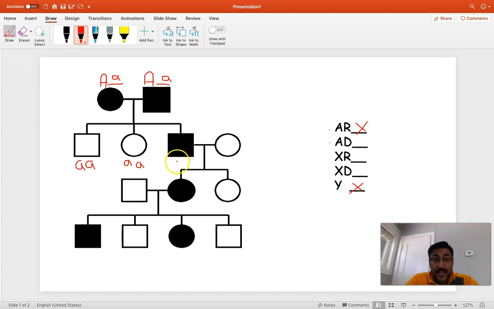This son is affected, and so he has to have one big A for sure, and something. Now he could have received a little a from mom or dad, or he could have received the big A from mom or dad. We don't know yet. And so we're going to leave that blank, big A something. As long as he's got that big A, he's going to show that trait.